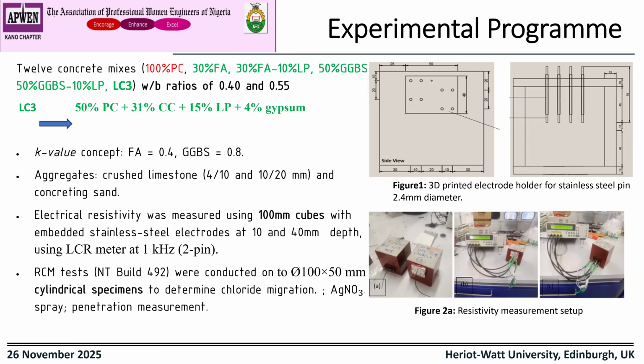Then the RCM test, that is the rapid chloride migration test. There is a method that we call rapid chloride migration test, NT Build 492. We conducted it using a cylinder of 100 millimeter diameter with a thickness of 50 millimeters to determine chloride migration. Then after taking the test, we use silver nitrate to test the depth of the chloride. So this is the arrangement.